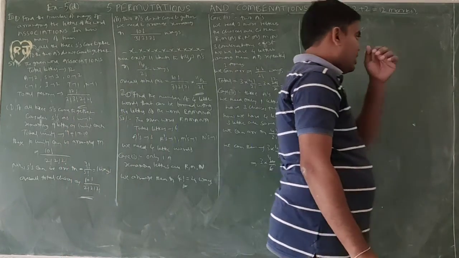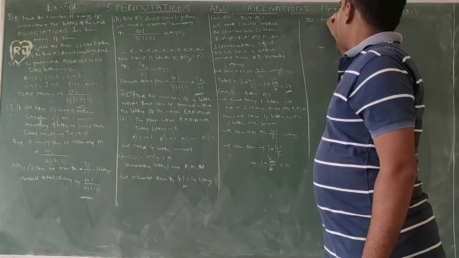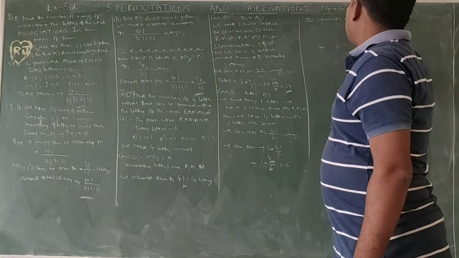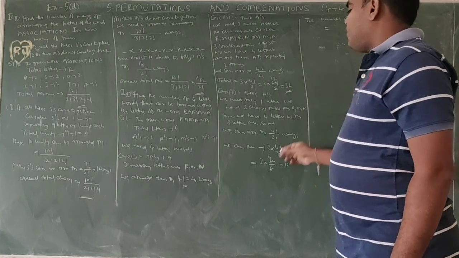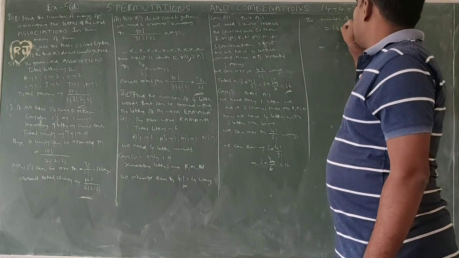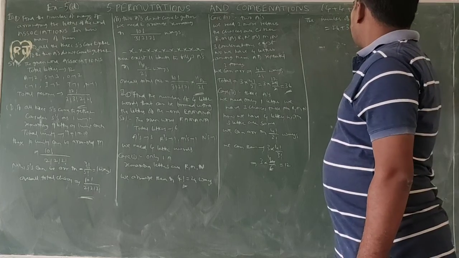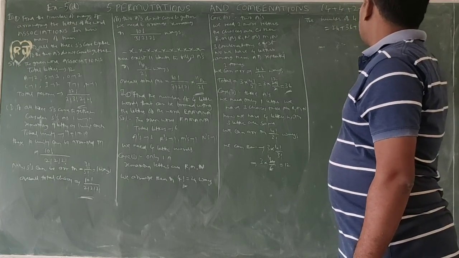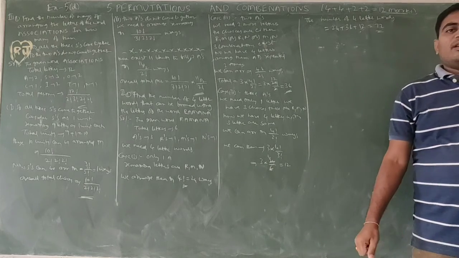So 3 cases done. The number of 4 letter words equals, from the first case 24 choices, from the second case 36, from the third case 12. So this is 72 choices that exist. So this is the required solution.